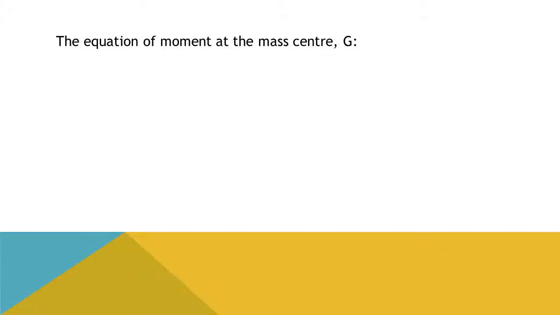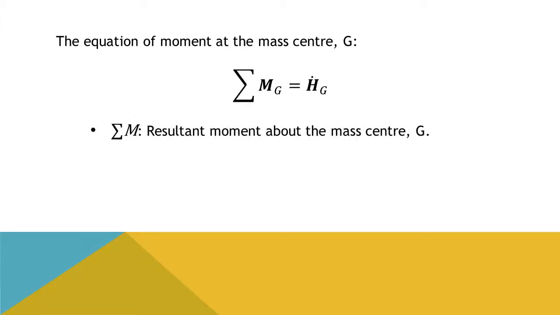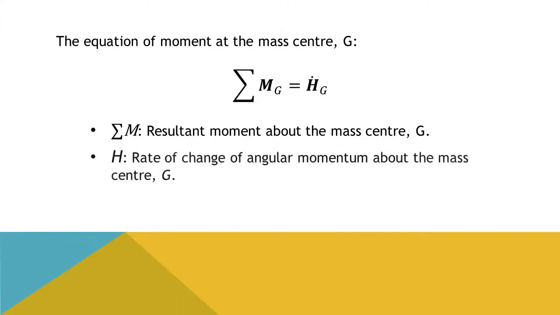The equation of moment at the mass center G is the sum of moments equals H dot, where sum of M is the resultant moment about the mass center G, and H dot is the rate of change of angular momentum about the mass center G.